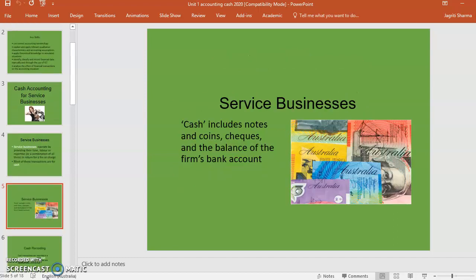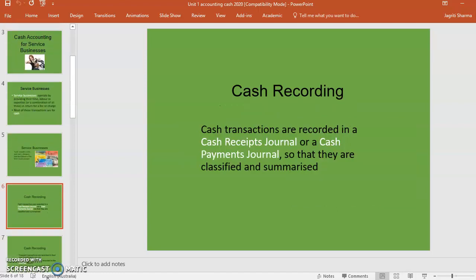Now again, service businesses, this is what cash includes. We all know the cash includes coins, checks, and the balance of the firm's bank account. These are all classified as cash transactions. Now cash transactions are recorded in a cash receipts journal or a cash payments journal, so that they are classified and summarized. Cash receipts will be when you're selling the goods, and cash payments will be when you're purchasing something for your business.